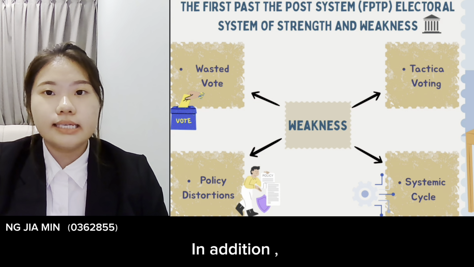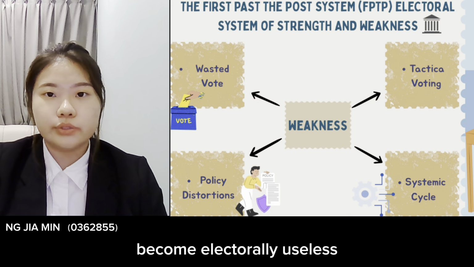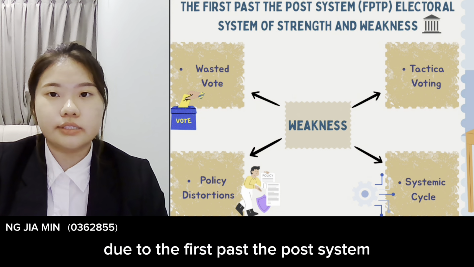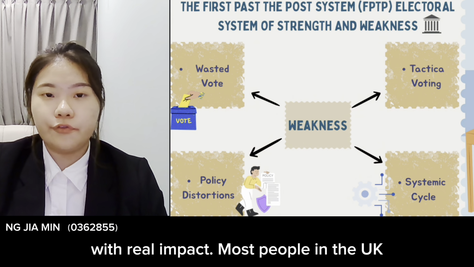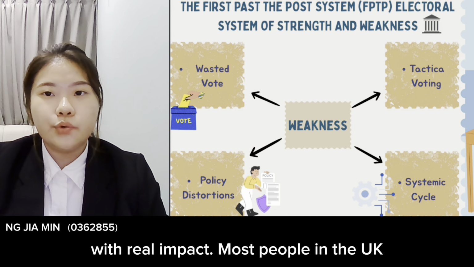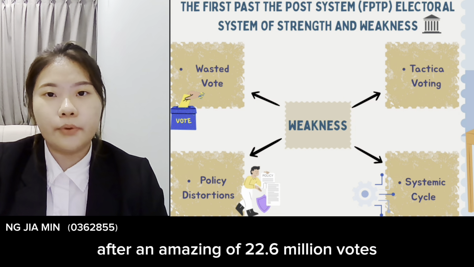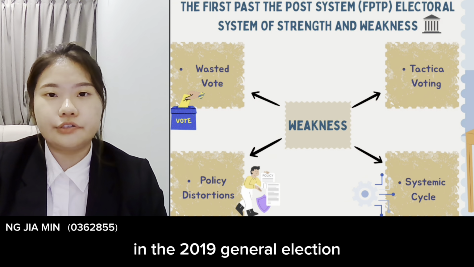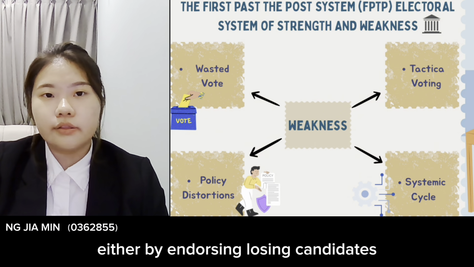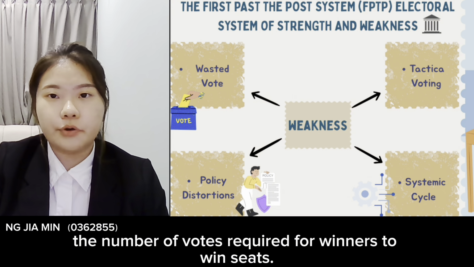In addition, the disadvantage is that millions of voters can become electorally useless due to the first past the post system, which leads to a crisis of democratic legitimacy with real impact. Most people in the UK were left without direct representation after an astonishing 22.6 million voters were essentially squandered in the 2019 general election, either by endorsing losing candidates or by surpassing the number of votes required for winners to win seats.